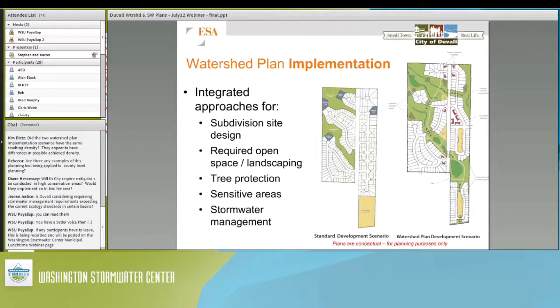The next question, are there any examples of this planning tool being applied to county level planning? And there are a number. The most recent one, which I'd recommend looking at, is Thurston County and their Deschutes watershed plan. And I can send that link afterwards to the Stormwater Center. Maybe that could be sent on to the person.